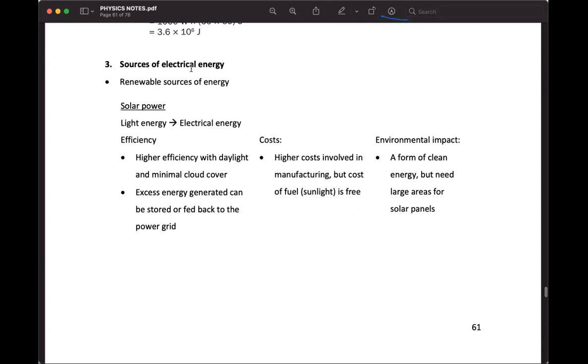For electrical energy, we talked about non-renewable energy like fossil fuel. Now we talk about some renewable energy. I'm not going to talk much about it. I give you 20 seconds. You can take a picture, or you can watch the video later on.